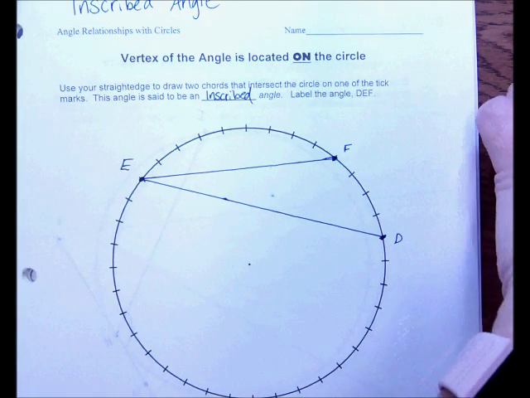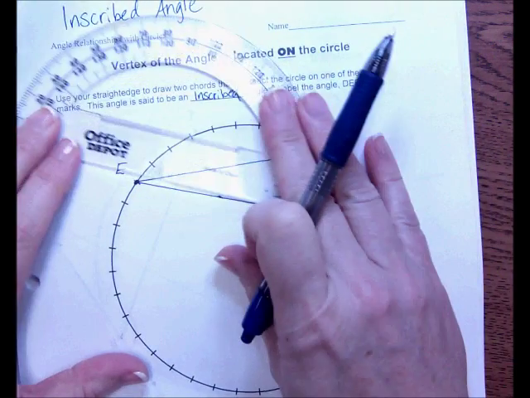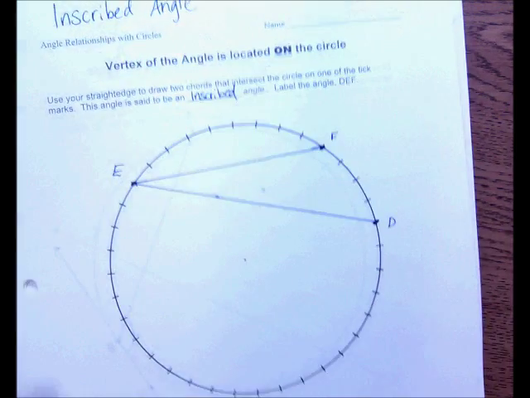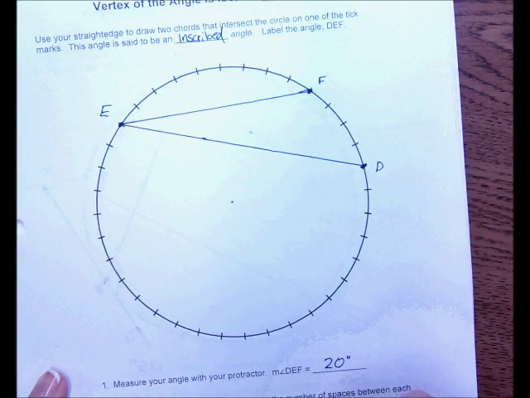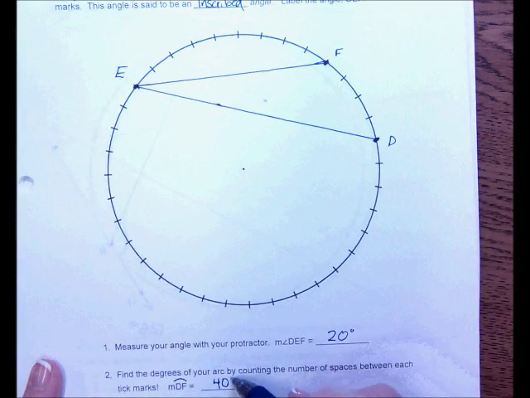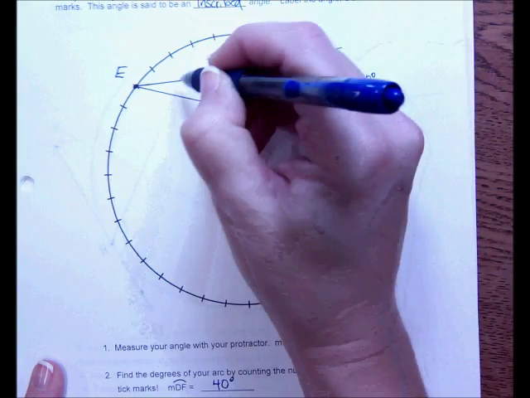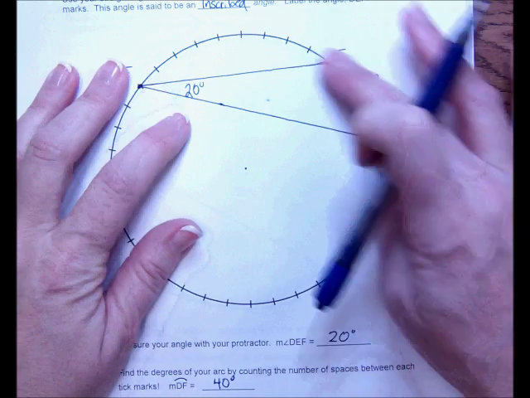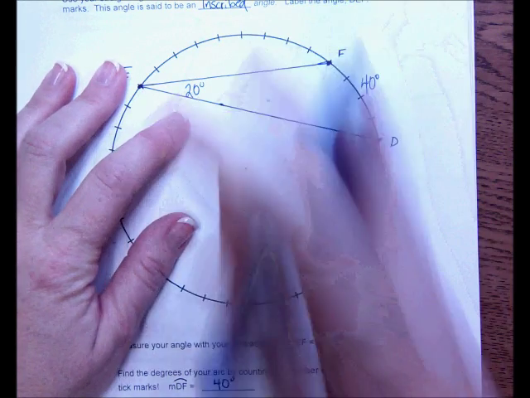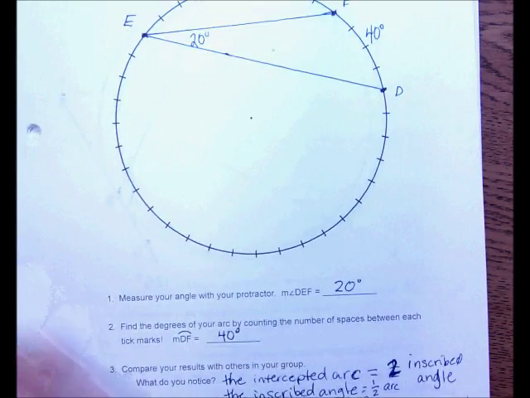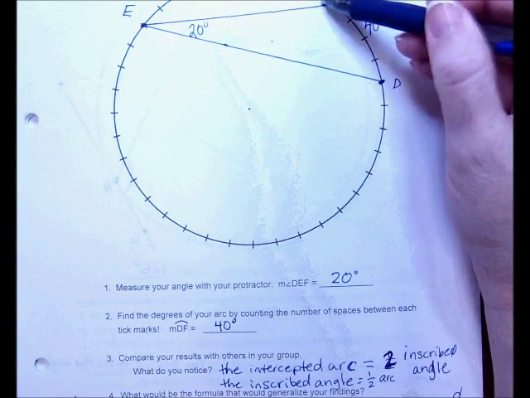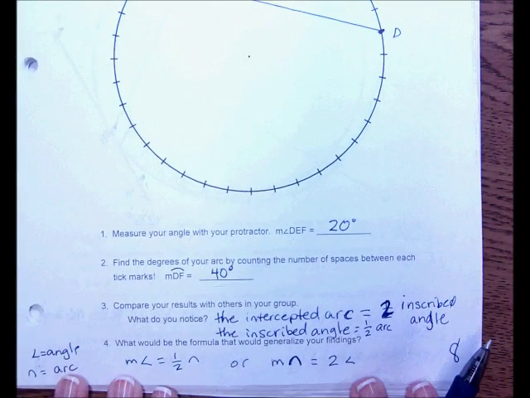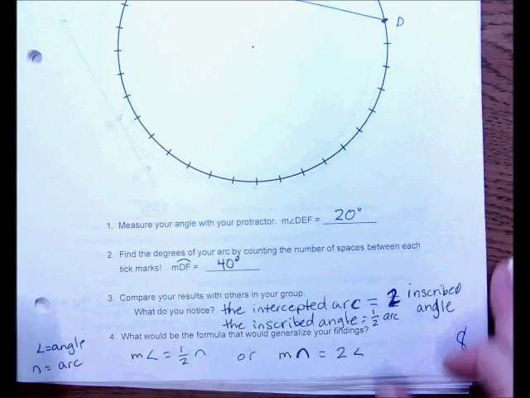It was 20 degrees. Using our protractor, you line up the vertex and then line up the edge, and it's 20 degrees. Then I counted the number of tick marks, and it's 40, so my measure of my intercepted arc is 40 degrees. I looked to see the relationship between the intercepted arc and the degrees, and we determined that the inscribed angle is half of the intercepted arc, or the intercepted arc is twice the inscribed angle. So that was what we found there.